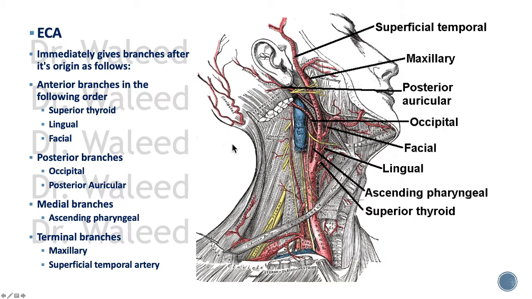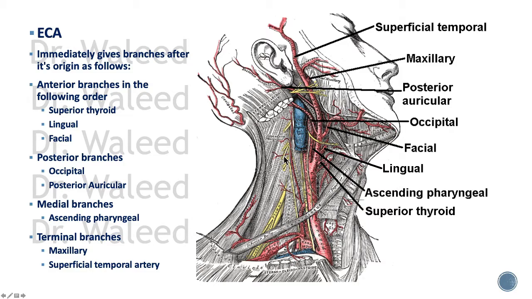Now comes actually the boring part. Boring because we have lots of names and branches to learn by heart, and that I consider boring. But anyway, no way we can escape this. It's very important. Now the external carotid artery immediately gives branches.